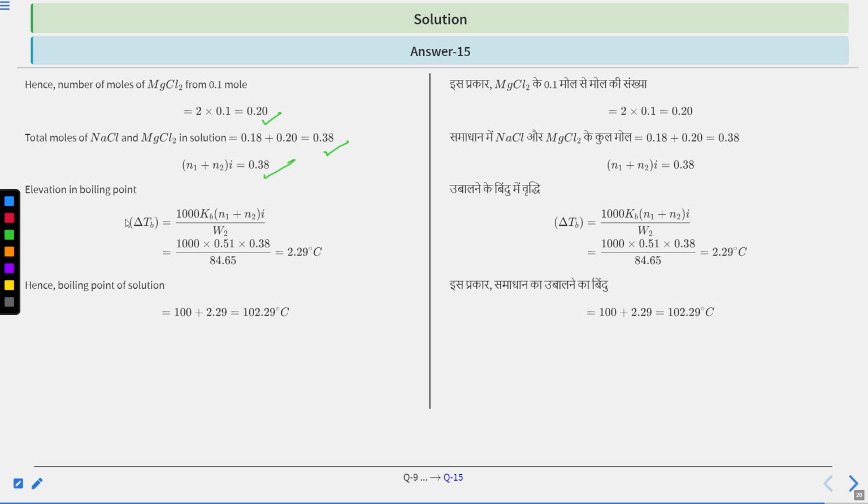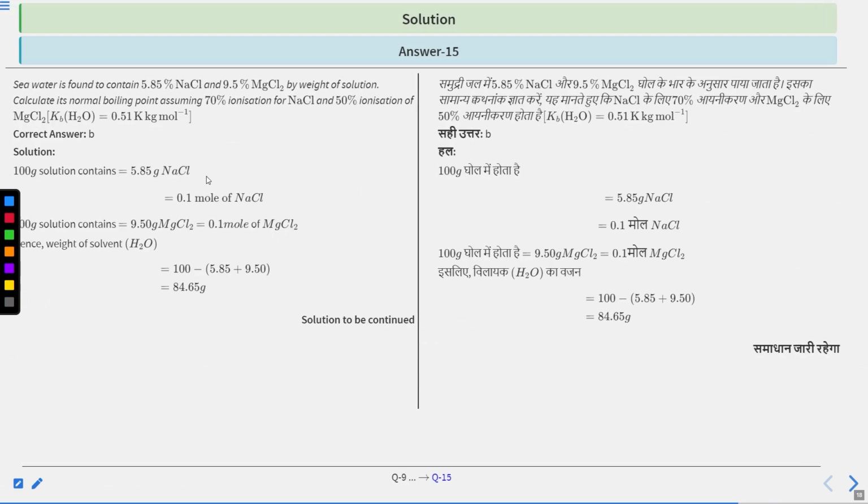So the elevation in boiling point is given by this formula, which is 1000 multiplied by Kb multiplied by i and the weight of solute, divided by the weight of solvent. Molality is the weight of solute divided by the weight of solvent in kg, so for kg we have multiplied by 1000. On putting the values in this equation, we get ΔTb equal to 2.29 degrees Celsius. Hence, the boiling point of the solution will be 100 plus 2.29, which is 102.29 degrees Celsius. So our correct answer will be option B.